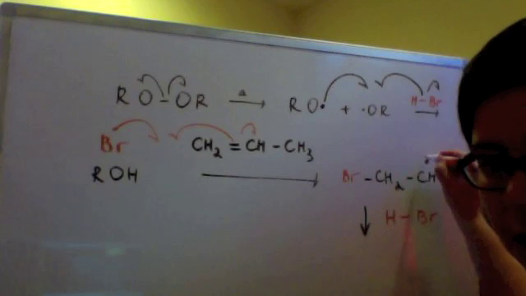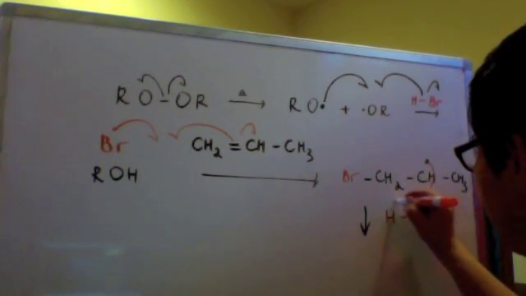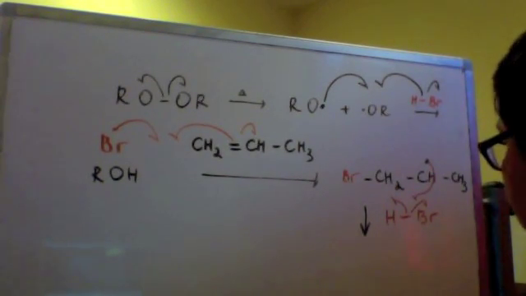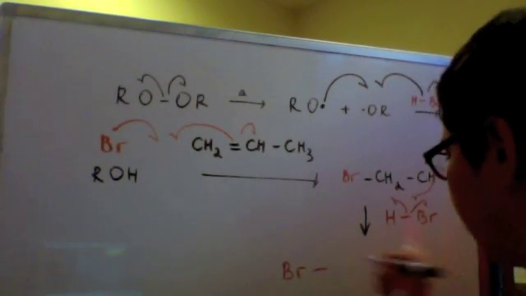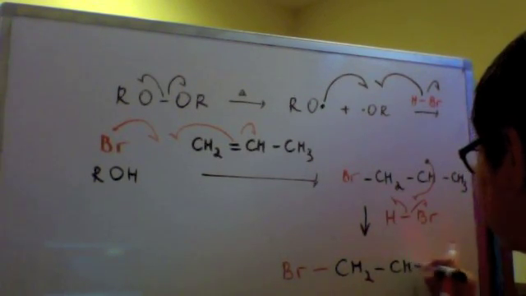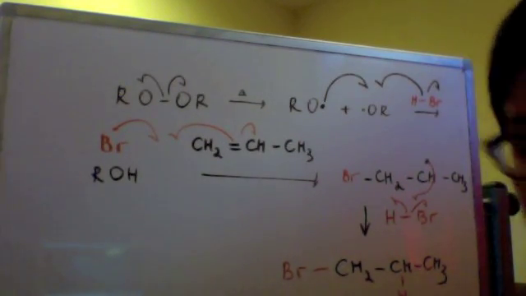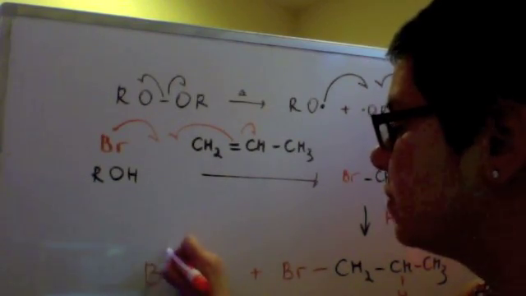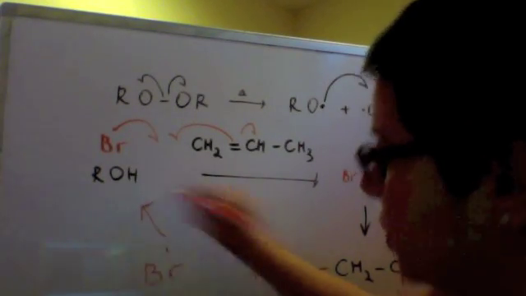So now, let's actually do it that way. Okay, and so now we formed our desired product. Br CH2 CH3, and the hydrogen is here. And we also formed Br dot, which can now go back into the cycle and attack another molecule of starting material. So it's going back there.